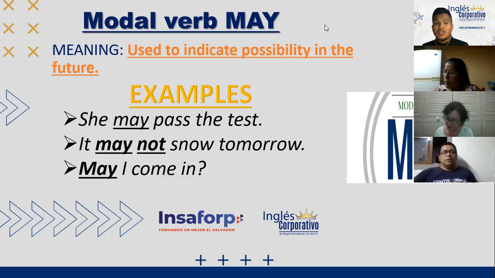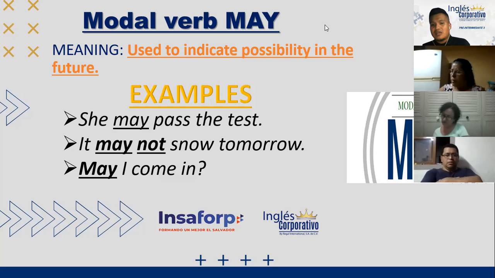Or number two, it may not snow tomorrow. Podría no nevar mañana. Yes, it may not snow tomorrow. In this case, we don't have an abbreviation. No tenemos una abreviación para hacerlo negativo. We only add the word not, so automatically we make it negative. So we say, it may not snow tomorrow.